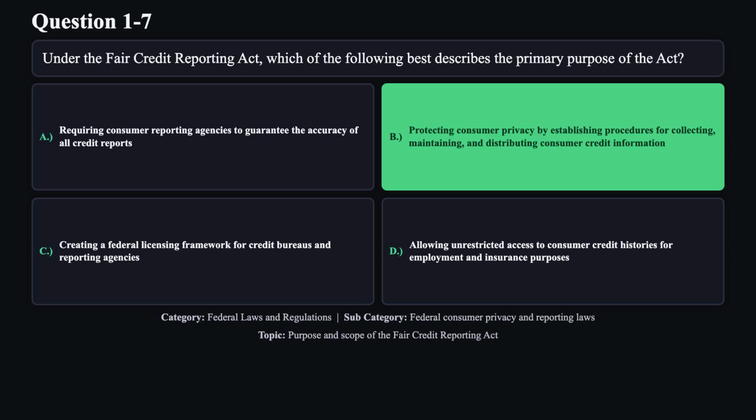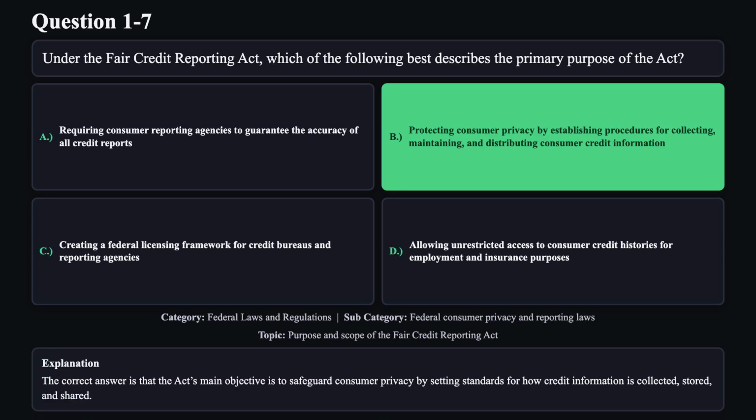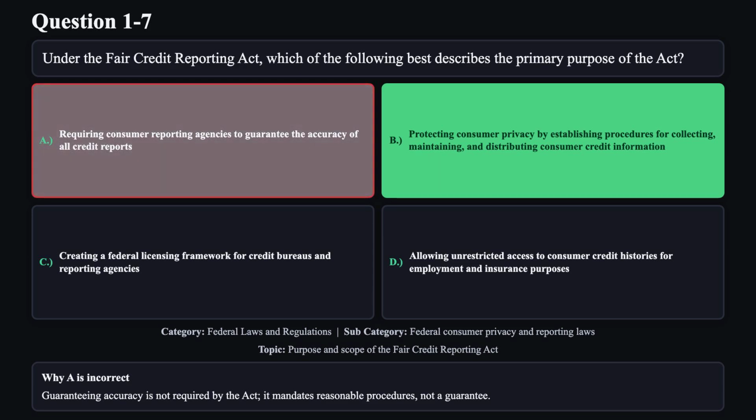The correct answer is B. The correct answer is that the Act's main objective is to safeguard consumer privacy by setting standards for how credit information is collected, stored, and shared. Reason A is not correct. Guaranteeing accuracy is not required by the Act. It mandates reasonable procedures, not a guarantee.